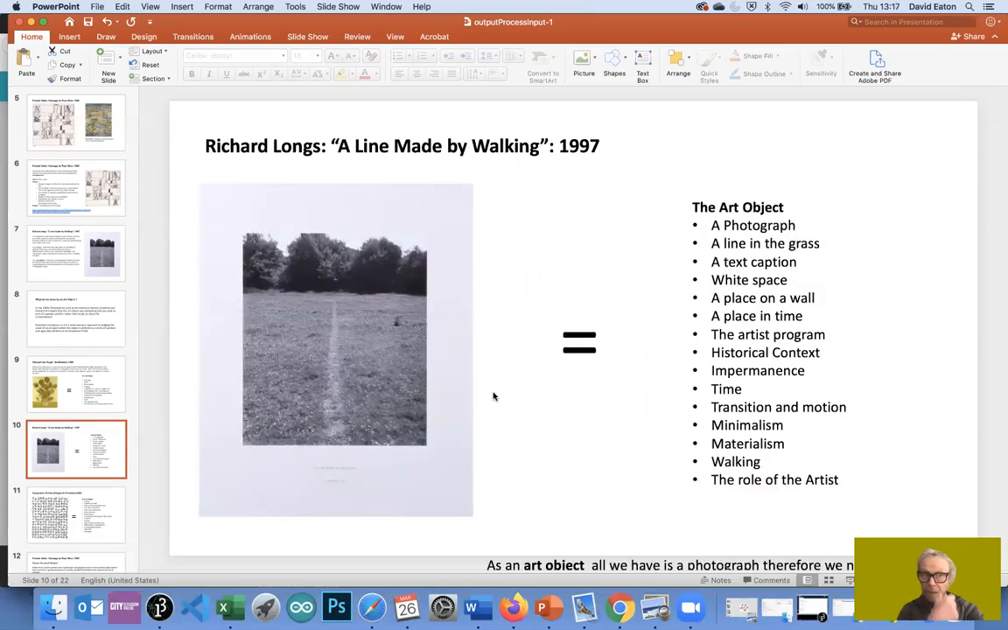If we go back to A Line Made by Walking, we can have a look at the art object now in terms of it being a photograph, a line in the grass, a text caption, okay, the white space, again, where it's placed on a wall, the artist's program that we've talked about, its historical context, etc. So here we can see that it's much broader.